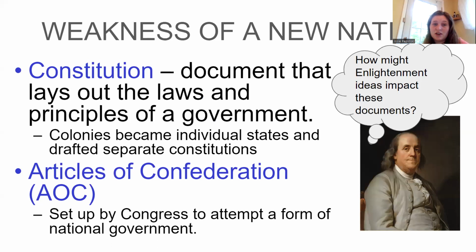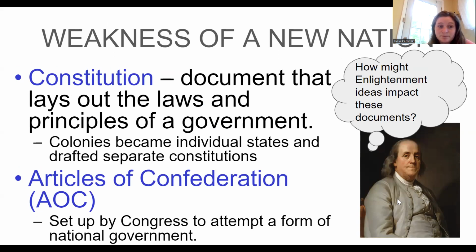So the Constitution is a document that lays out the laws and principles of a government. Other countries might call their founding documents a constitution as well, so it's not unique to the United States. When the colonies became individual states, the states each drafted a state constitution, and nearly every state still has a state constitution. The Articles of Confederation was set up by Congress to attempt to form a national government. This was like the first constitution of the United States, and these drew very closely from Enlightenment ideas.